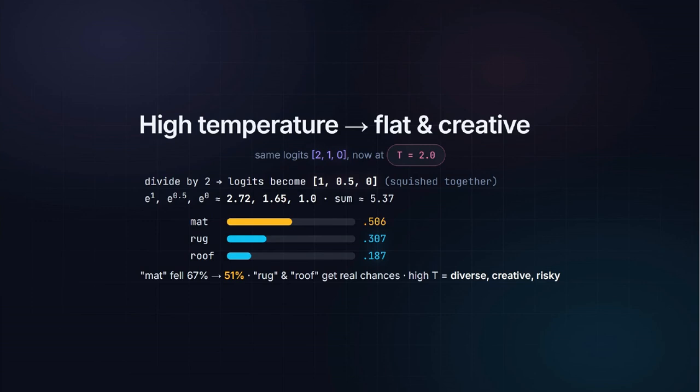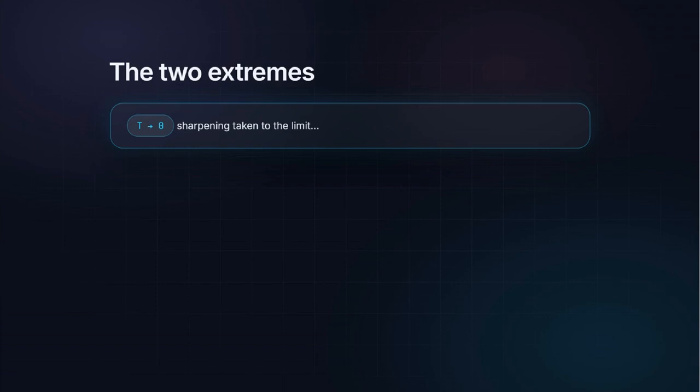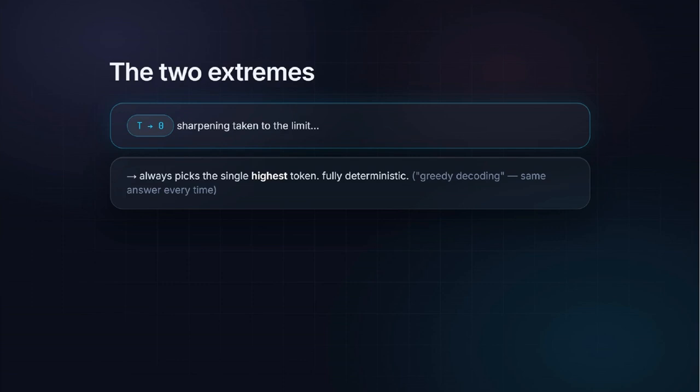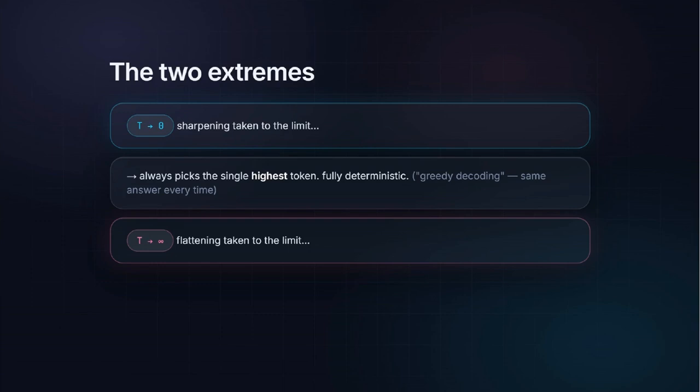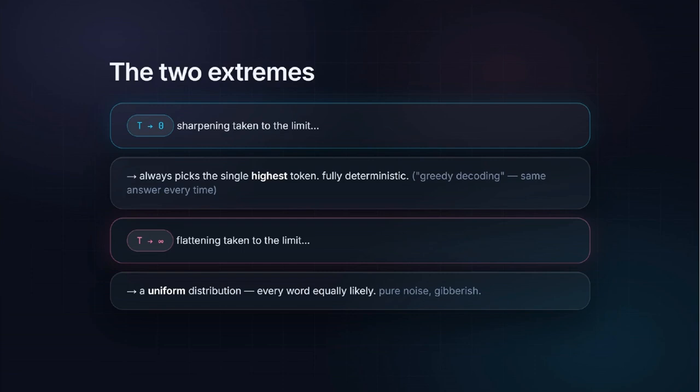Let's line all three up. Same logits 2, 1, 0 the whole time. At T equals 0.5, sharp. Mat at 87%, safe and focused. At T equals 1, the default, mat at 67. At T equals 2, flat. Mat down to 51, the others climbing, creative and loose. One knob, 3 completely different personalities, and the model's weights never moved a millimeter.